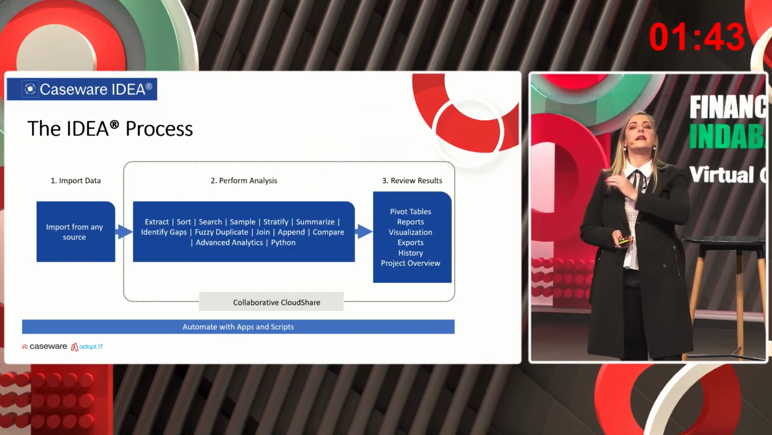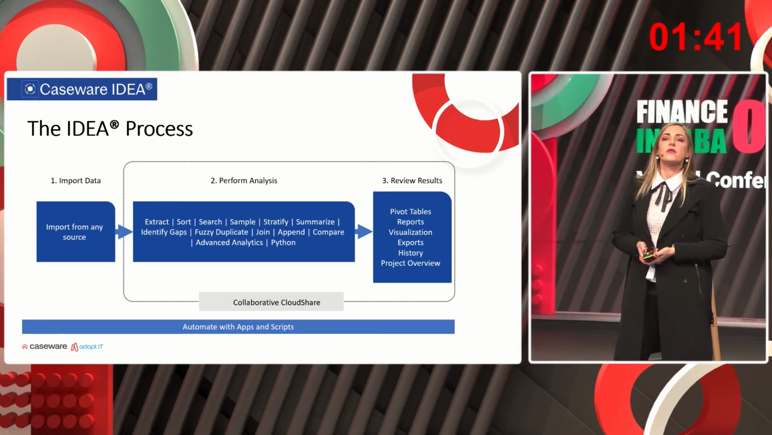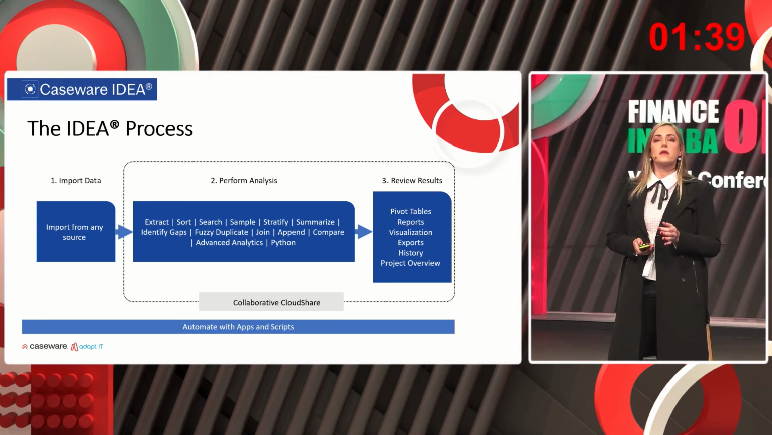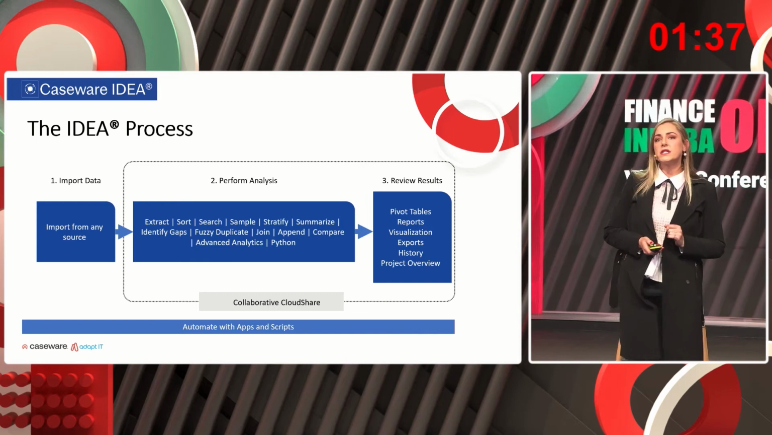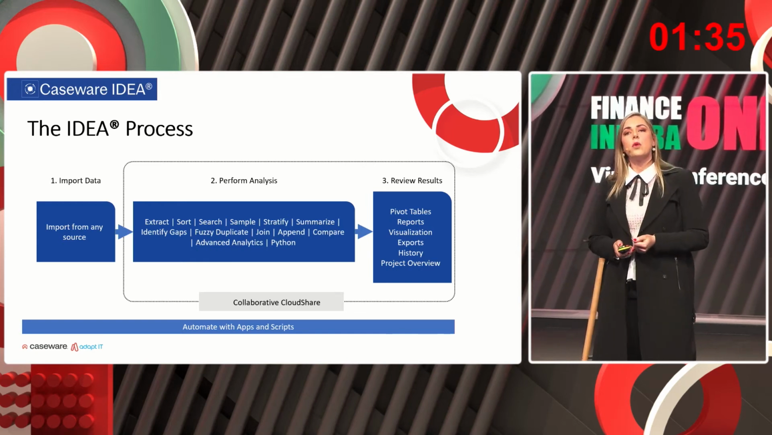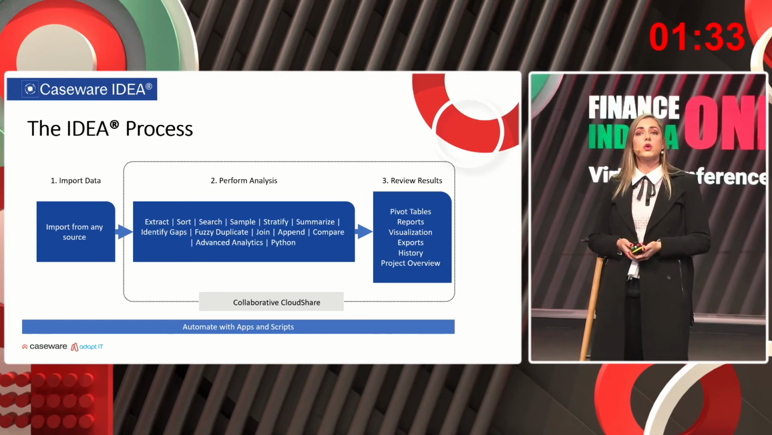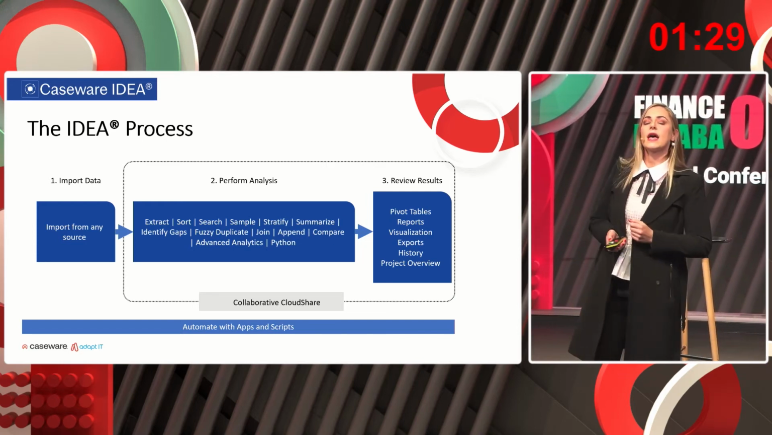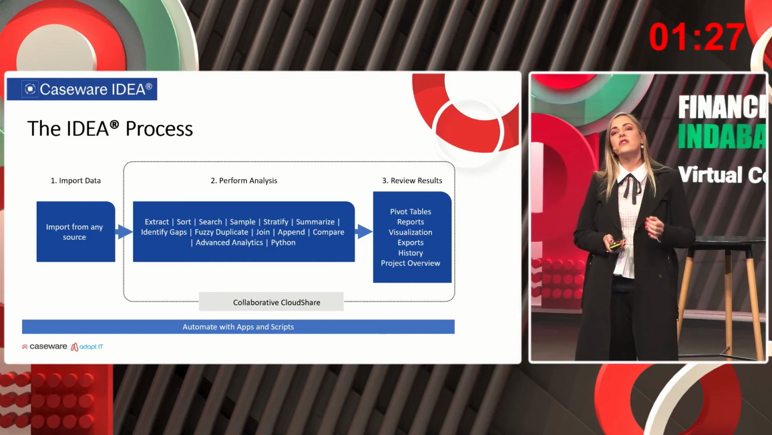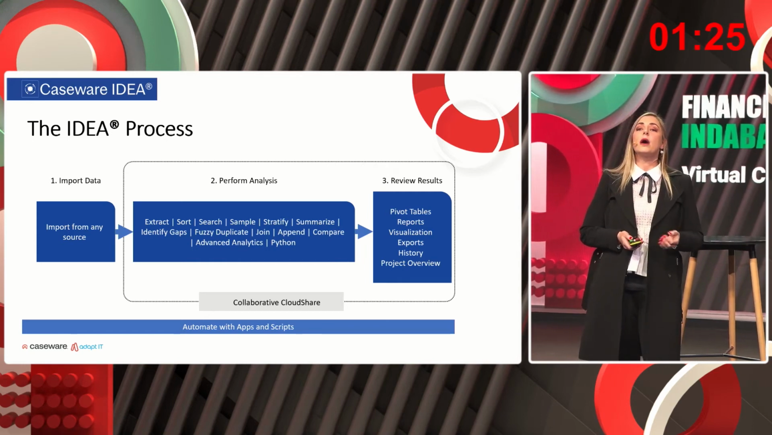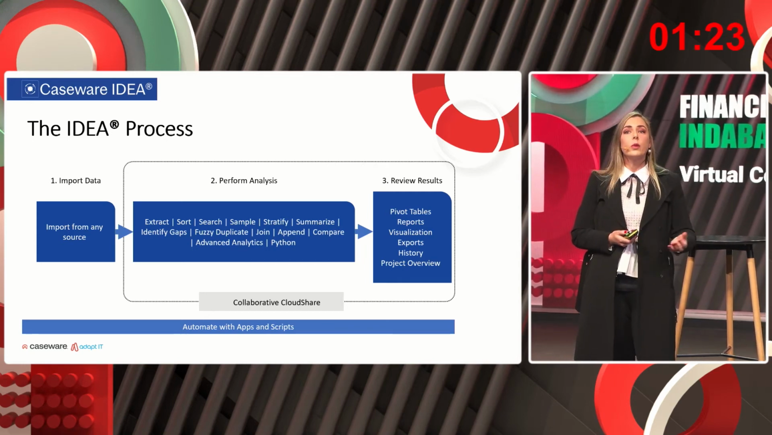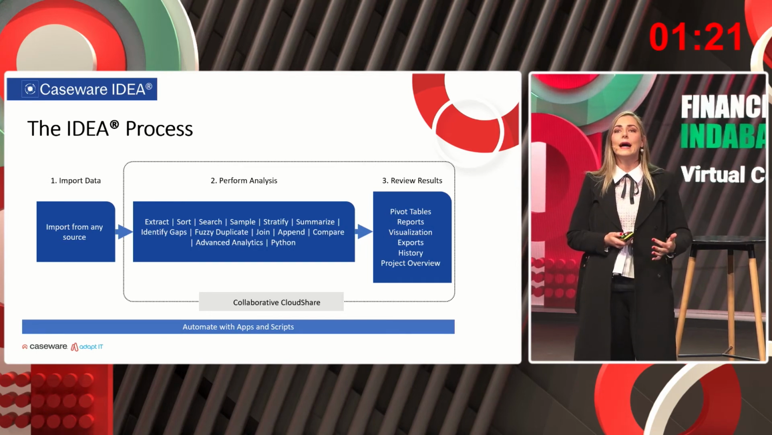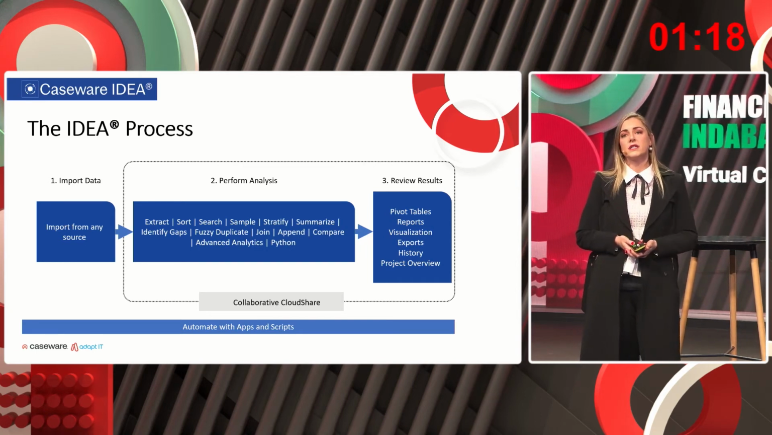Next, let's have a look at the IDEA process. So an IDEA project consists of 3 phases. Importing the data. This is where you can import from almost any source. We're talking Excel, CSV, report writers, and a range of accounting packages. This is just to name a few. Next is whereby you'll perform the analysis, and this is what we've already discussed, your ad hoc, your guided, Python, and then even your continuous.